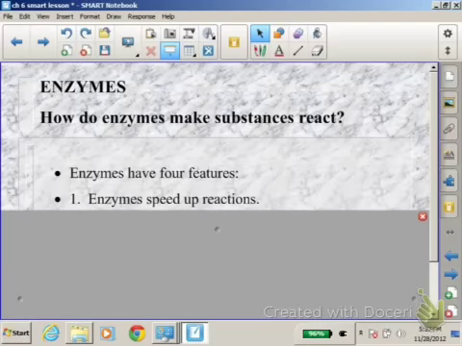1, enzymes speed up reactions. They are catalysts. They make reactions occur up to 10 billion times faster than they would without. You cannot live without enzymes. So enzymes speed up reactions.